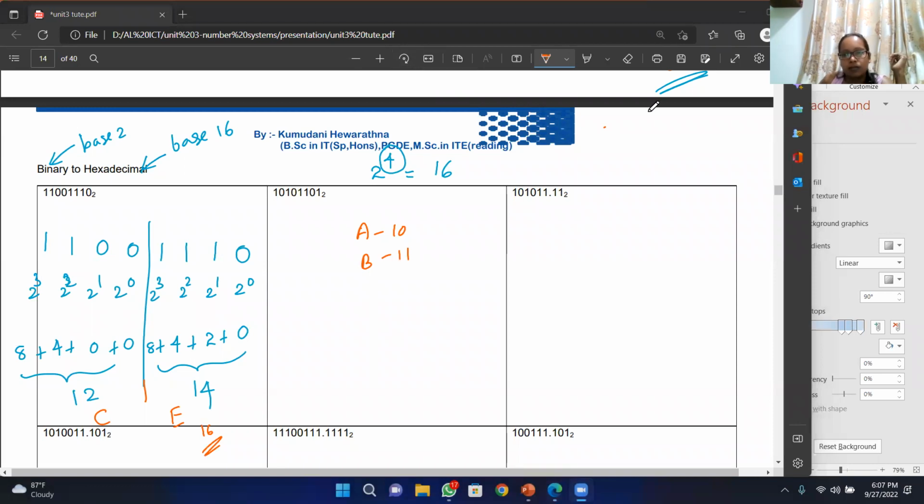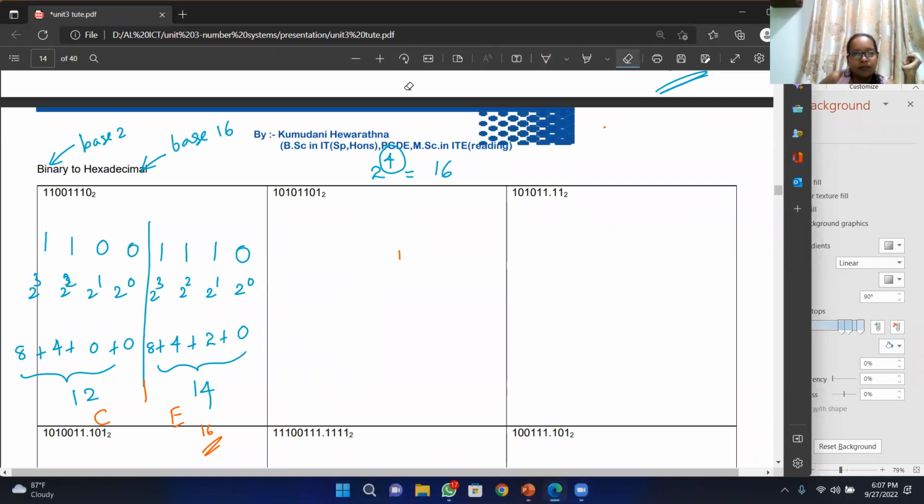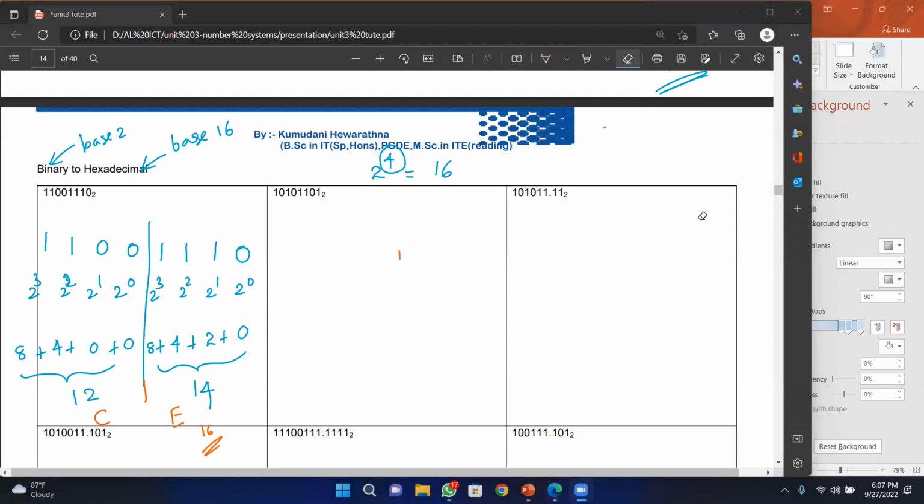For the second one, I got AD to the base 16. AD to the base 16, teacher. Yeah. Sandra and Simpan have also taken it. Zainab has taken AD.